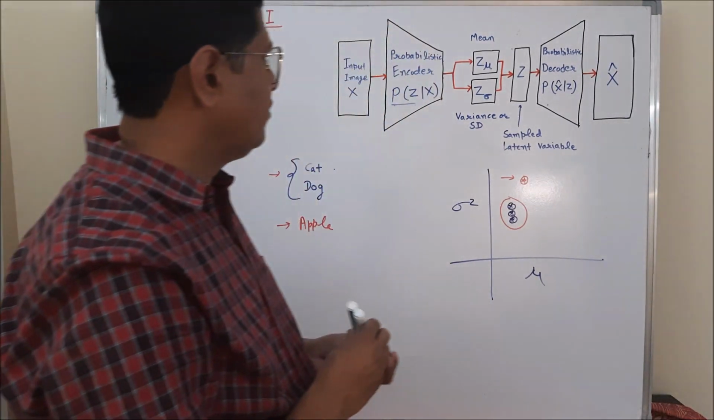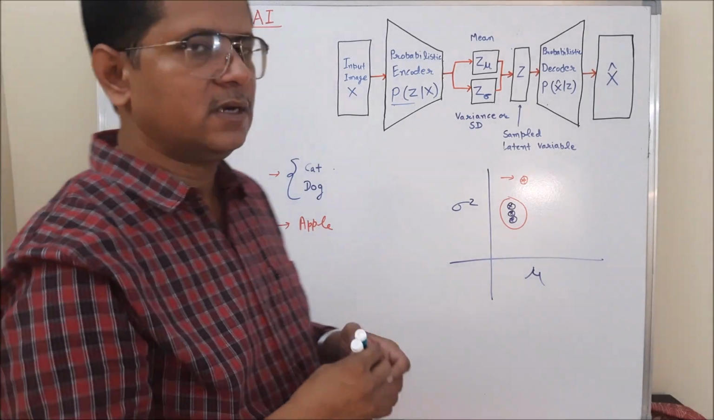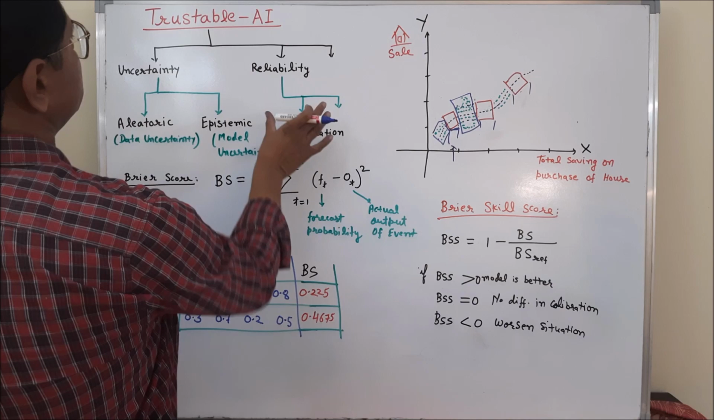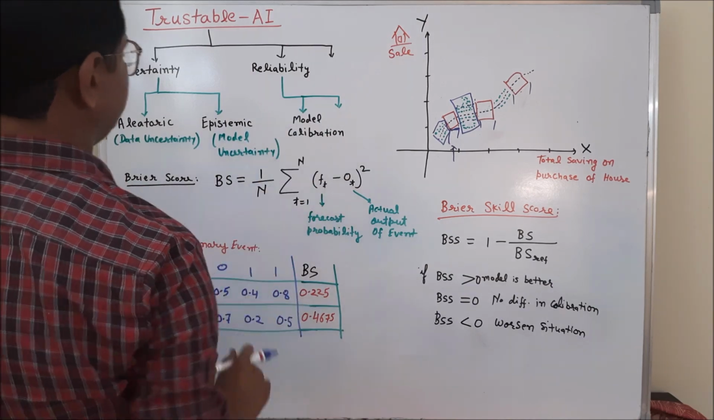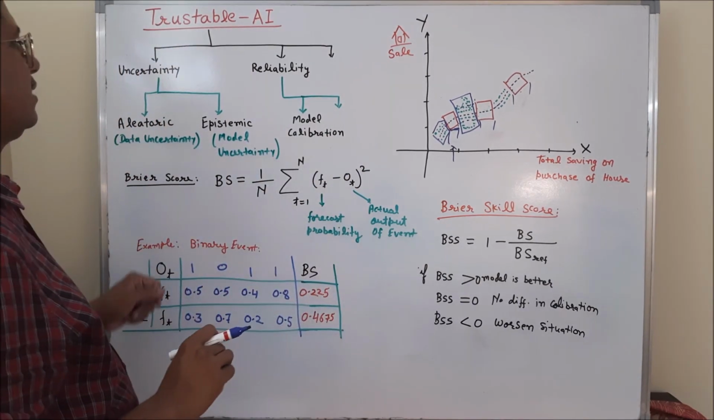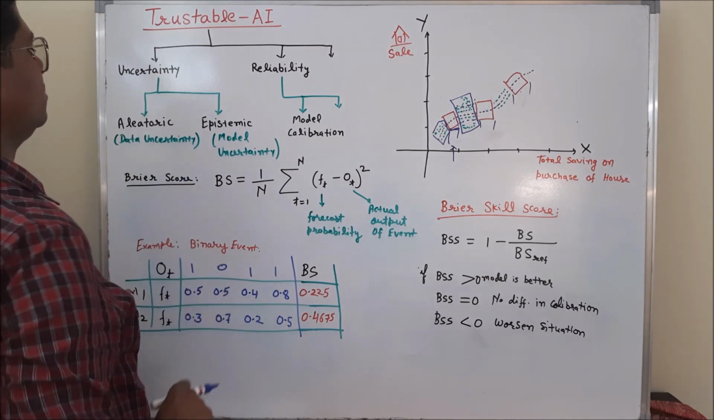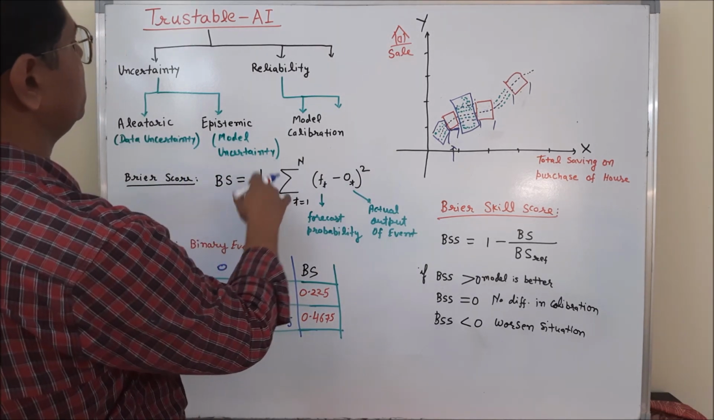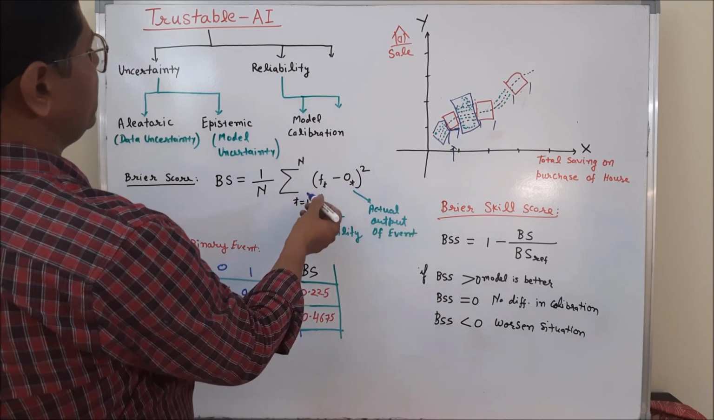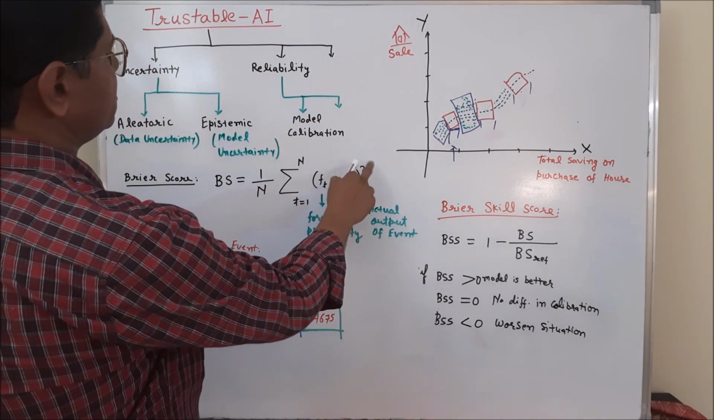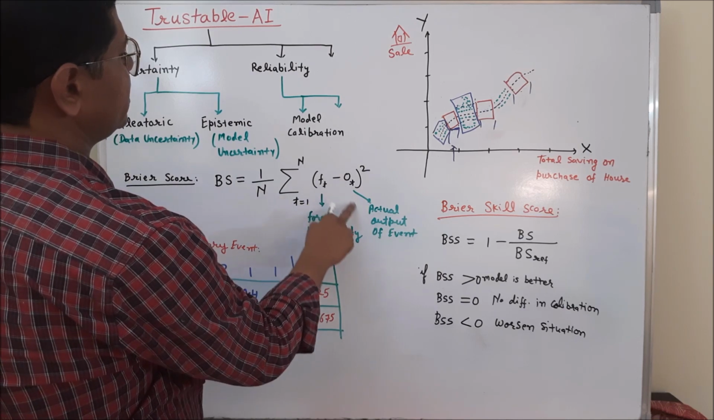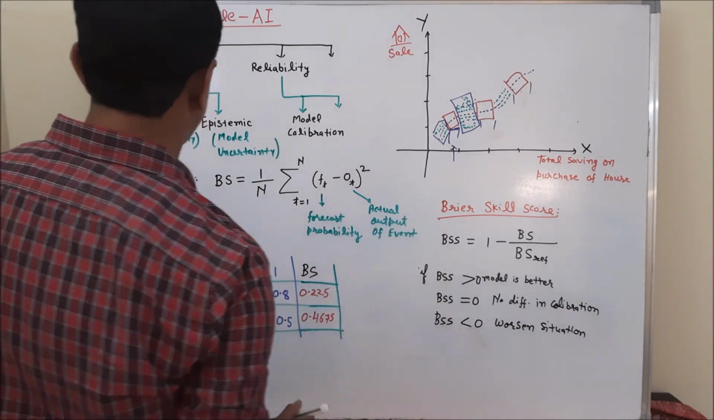So now we will go through another topic. Now we will discuss the reliability of the model, like model calibration. To measure model calibration, we generally use the Brier score. Brier score BS is given by 1 by n, where n is the total number of events, times the sum of the squared difference of FT, which is the forecast probability, and OT, which is the actual output of the event.